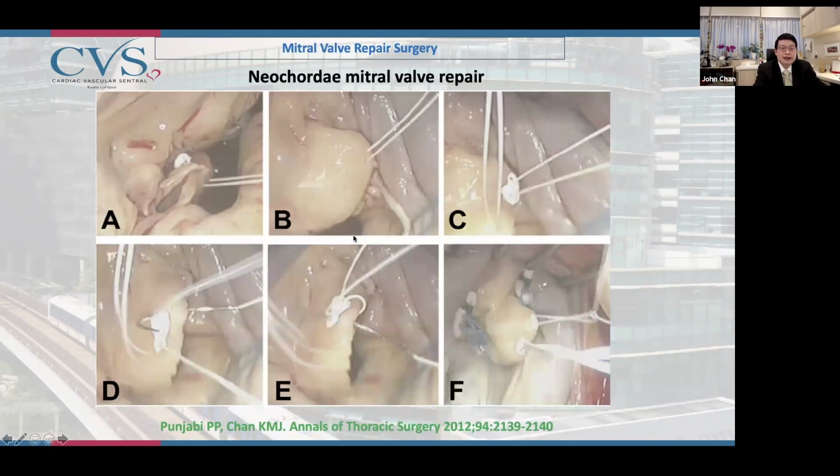There are various techniques to repair the mitral valve, and this is one of them. So in this case, we are putting in new cords or new supporting structures to re-support the mitral valve, what we call a neo-chordae mitral valve repair. And this is what we would typically do if the problem is one of the cords had ruptured, one of the supporting chordae had ruptured.